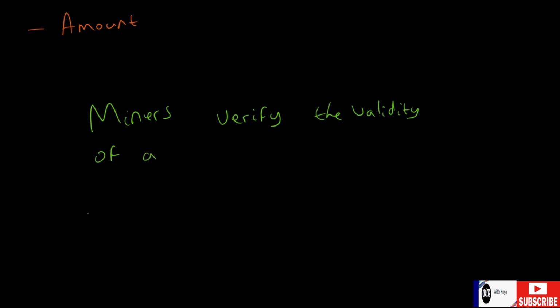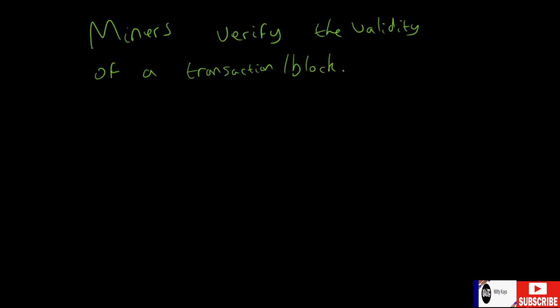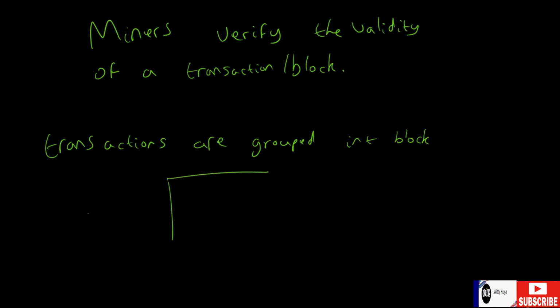So miners verify the validity of a transaction slash block. And transactions are grouped into blocks. So if we have this block, this might have a bunch of transactions.